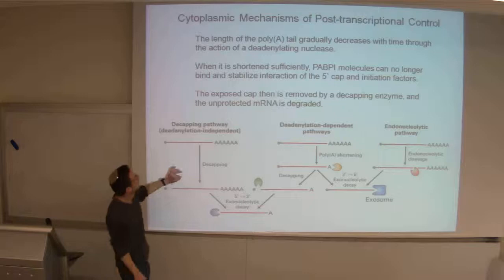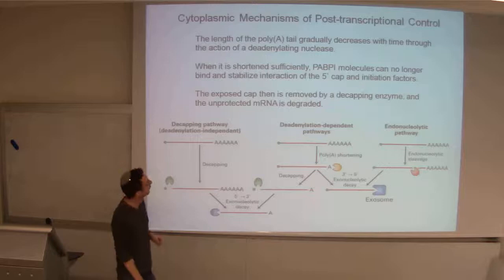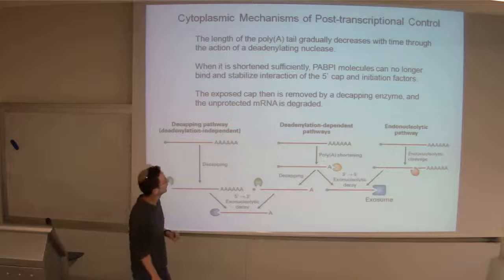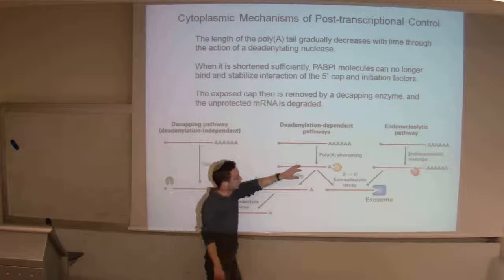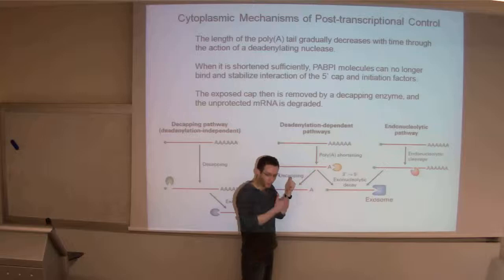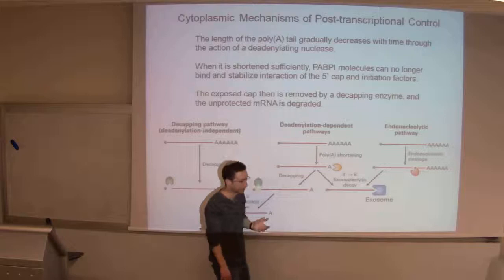Now, for an mRNA in an active form with a long poly A tail, the length of the poly A tail is gradually decreasing, which is the result of the action of deadenylation nucleases. There are some proteins in the cytosol that degrade the poly A tail and induce its shortening. And when the poly A tail is short enough, it will no longer bind or interact with the PABPI protein, which recruits the small subunit of the ribosome, and hence this mRNA with the short poly A tail will no longer be active.